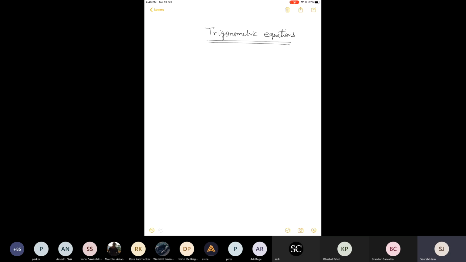Okay, so let us see what it is all about. First of all, we will start with the definition. So, an equation involving trigonometric ratios of unknown angle is called a trigonometric equation.